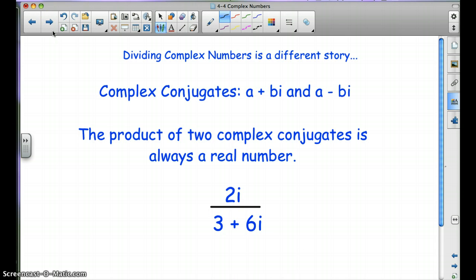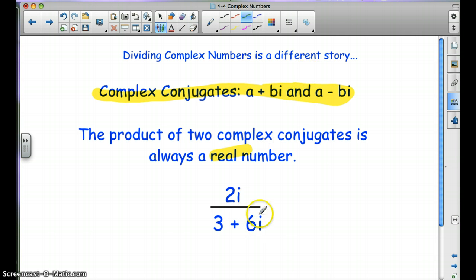Now dividing complex numbers is a different story. What you need to know for that is complex conjugates. So a plus bi and a minus bi, those are complex conjugates. And the product, meaning if you multiply these two together, you're going to get a real number. So complex conjugates are going to help us with dividing complex numbers, because remember, we can't have square roots inside the denominator. You probably remember that from geometry.